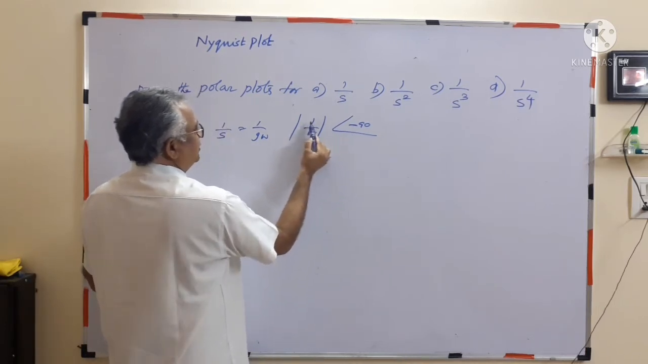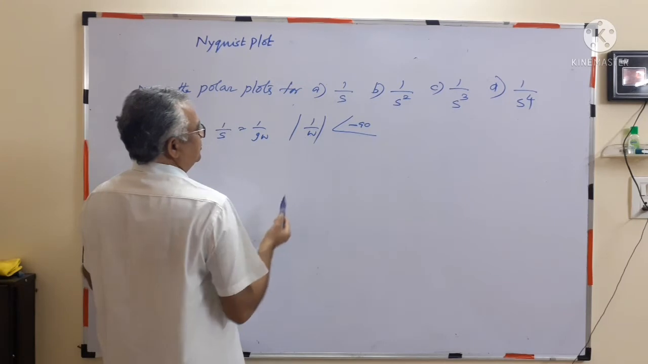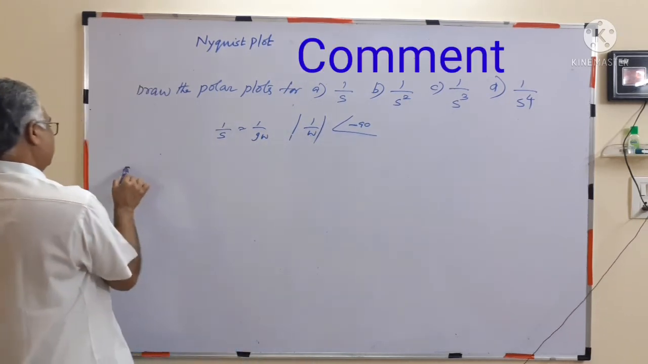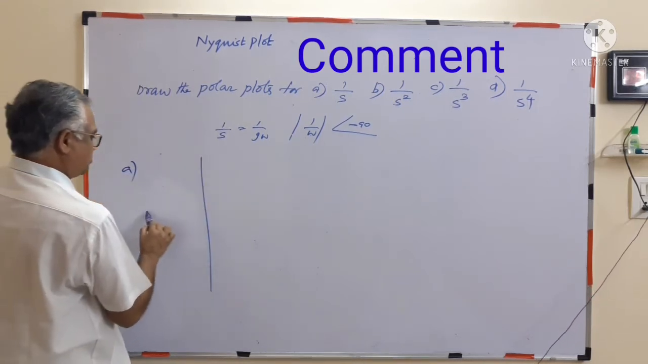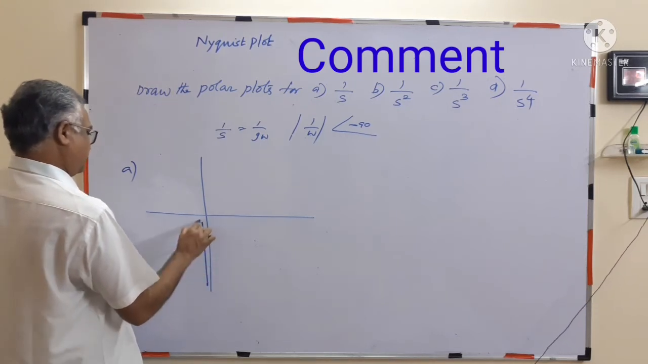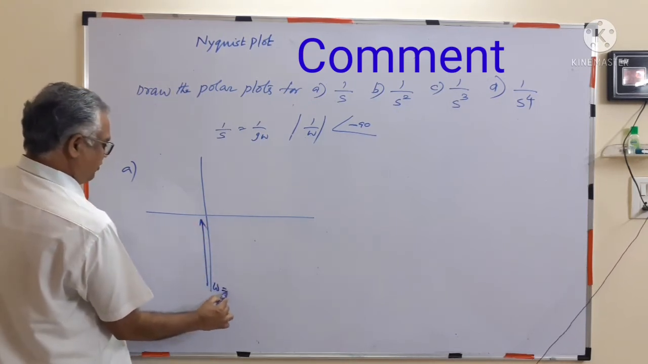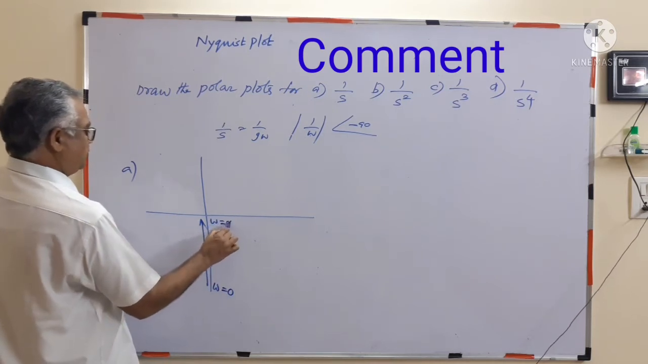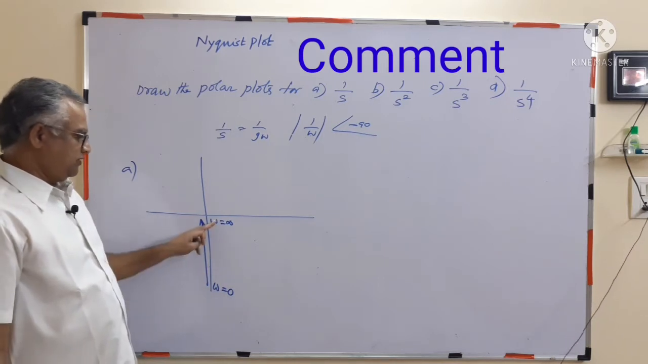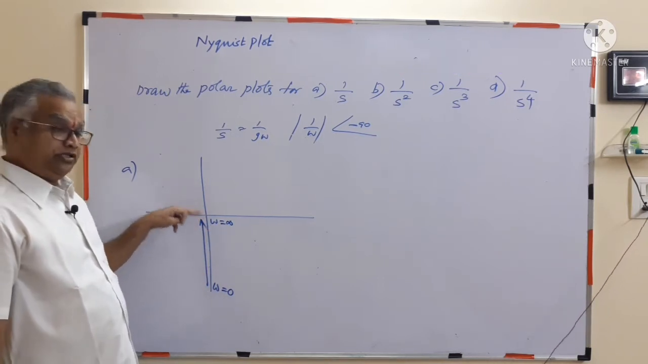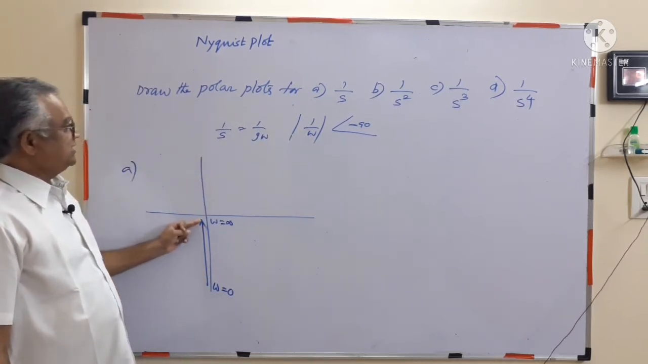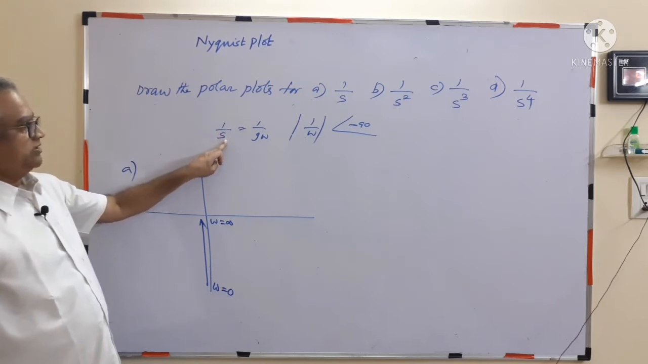Omega equal to 0, infinite. Omega equal to infinite, 0. So that means this value only is changing, angle is not changing. So the polar plot or Nyquist plot is this. This is omega equal to 0, omega equal to infinite. Omega equal to 0, this length is infinite. Omega equal to infinite, this point is 0. But angle is always minus 90. So this axis is the plot for 1 by s.